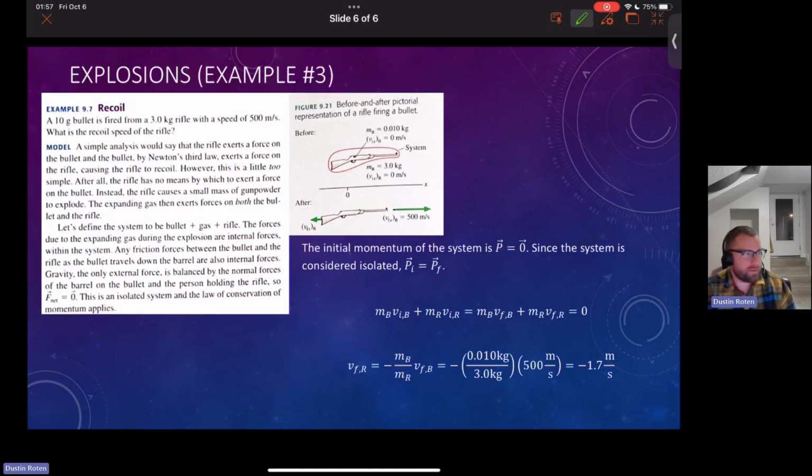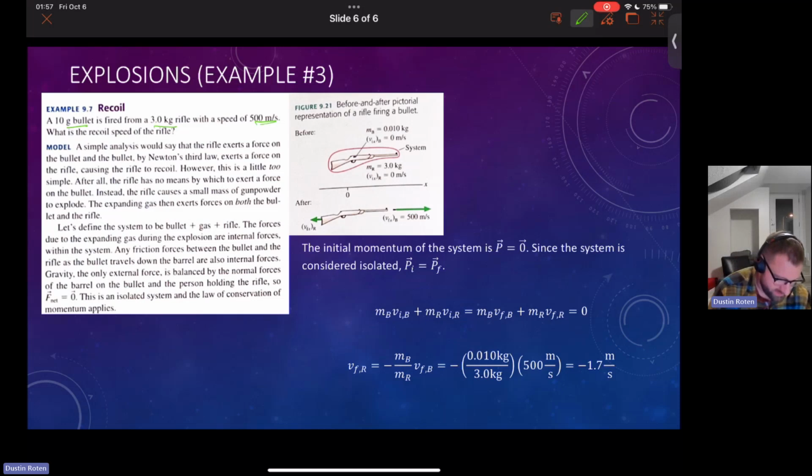So let's think about an explosion example real quick. We have a 10-gram bullet. It's fired from a 3-kilogram rifle with a speed of 500 meters per second. So we've got this bullet leaving, really hauling at 500 meters per second. What is the recoil speed of the rifle? The kickback, for those of you that shoot, you're probably familiar with this. When you fire a gun, you will get some kickback into your shoulder. It will bruise you if you're not careful.